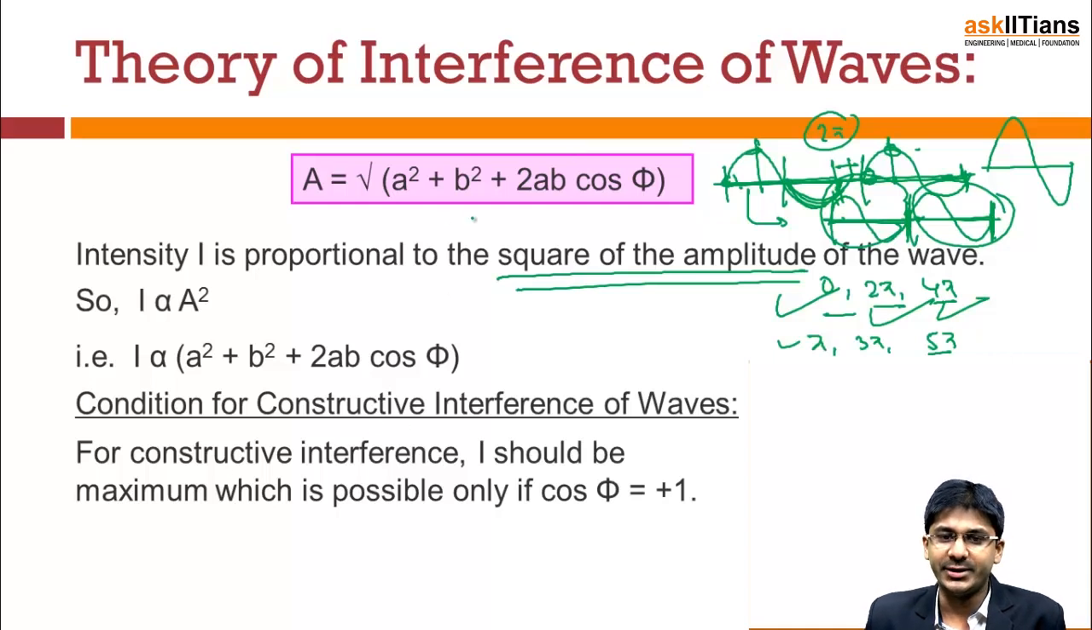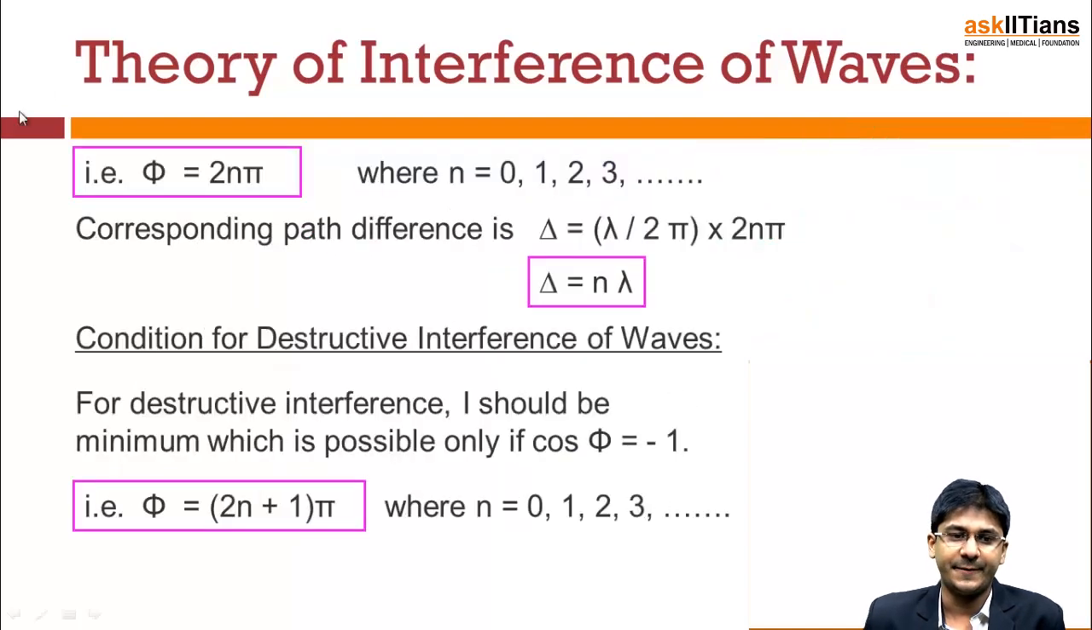So when will this value be maximum? It's very easy to see. This will be maximum when this value will be maximum because all are positive. A square is always positive, B square is always positive. So this will be maximum when cos phi is plus 1, because then it will be A square plus B square plus 2AB. So we put the value when cos phi is plus 1.